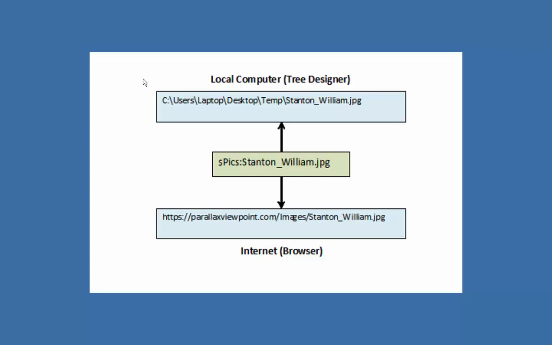When we're in the tree designer and we want a local file for efficiency, then it gets translated to that example in the upper box, and when it's deployed to the internet then it gets translated into a URL, which is illustrated in the lower box. But in the family tree there's only one reference. It just gets treated differently in those two contexts.